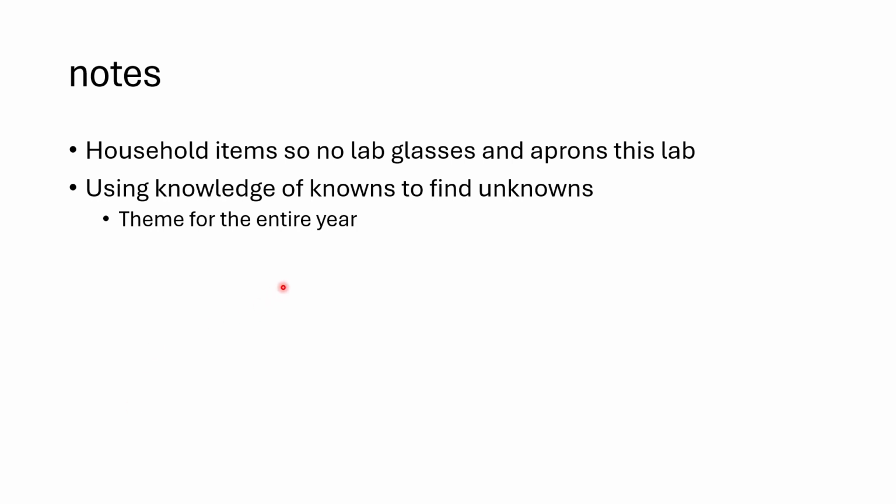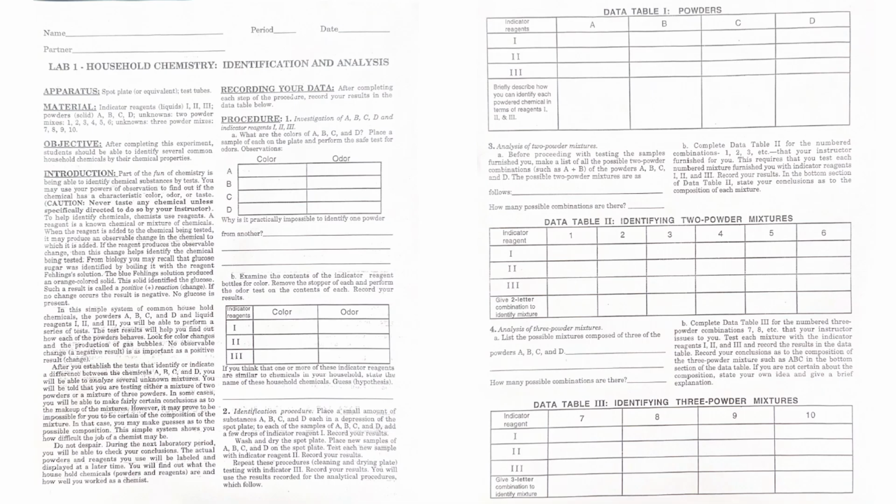Also, this lab is going to be the type of lab where we're going to work with some knowns and find out what we know about the things on the front table, and then we're going to use that knowledge and those observations to solve the identity for unknowns, which are on the back table. By the way, this will be a theme the entire year.